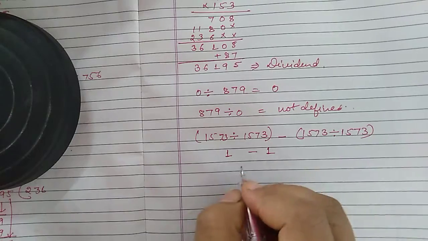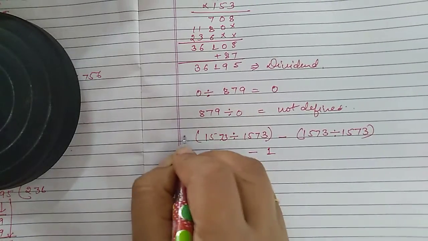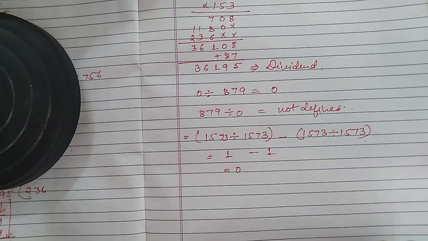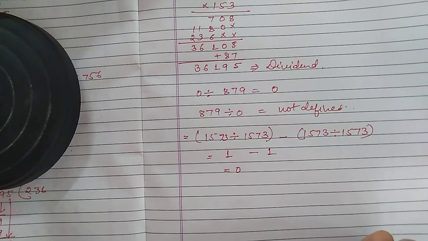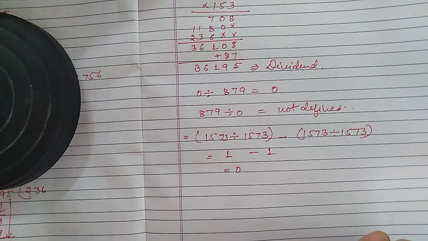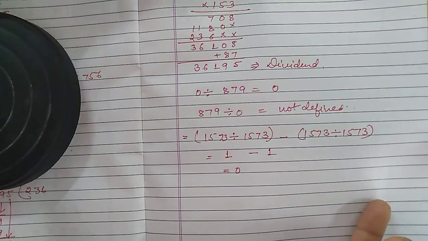Here 1 minus 1 is equal to 0. This is the simplest question. In the same manner we can do the rest of the questions of this exercise also. And the word problems we will discuss in the next video.